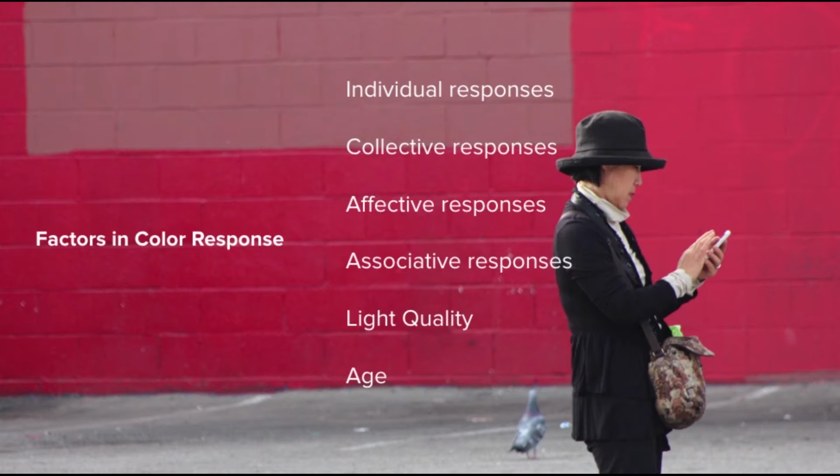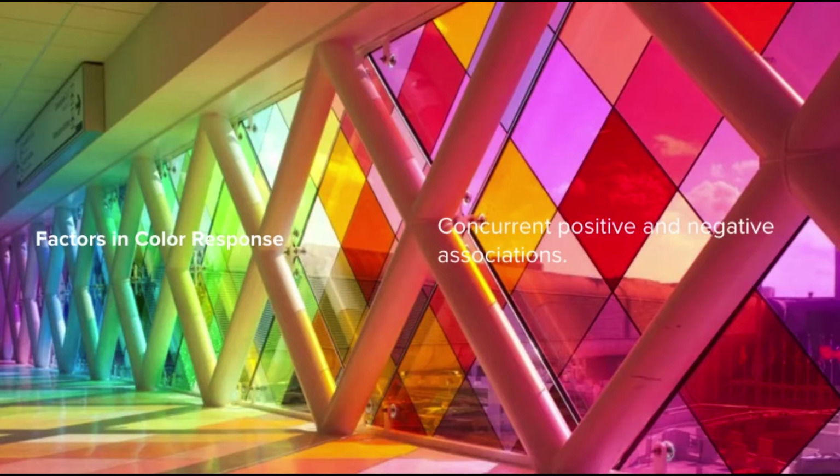And another factor in color response is our age. Our vision capabilities change as we age, and therefore things that we responded to well as children are not things we're necessarily going to respond well to as mature adults. Another thing to note is that when we're looking at specific colors and how people respond to them, the same color can have both positive and negative, upside and downside connotations. And it depends upon the situation the color is being used in.